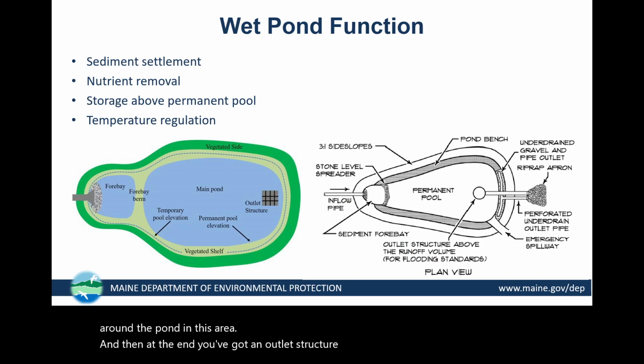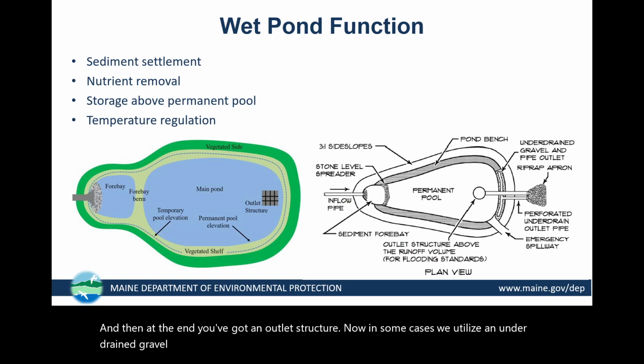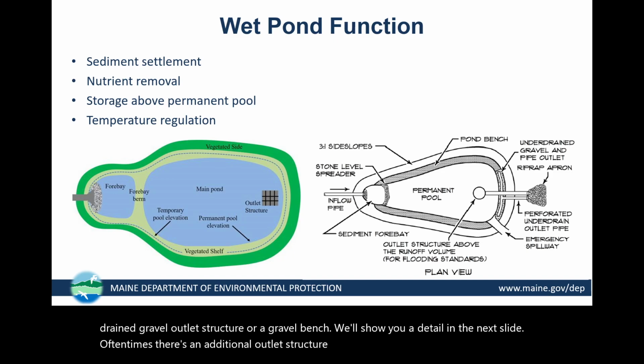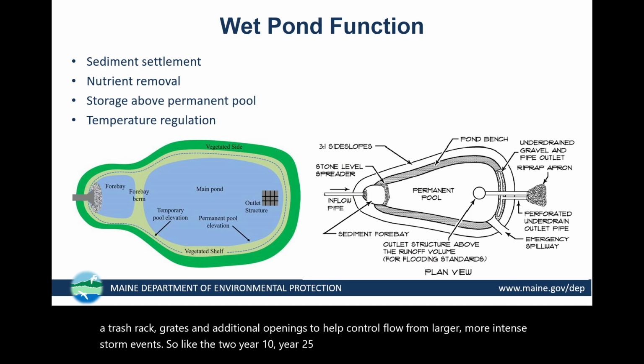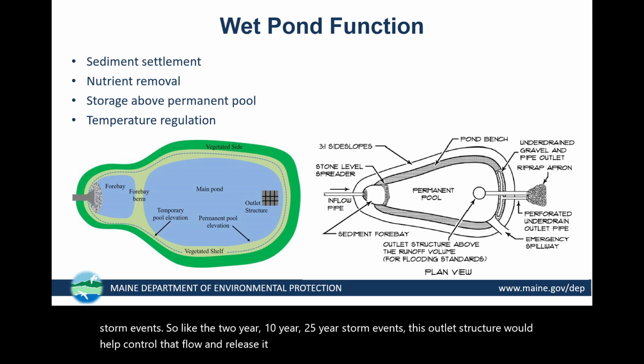Now, in some cases, we utilize an underdrained gravel outlet structure or a gravel bench. We'll show you a detail in the next slide. Oftentimes, there's an additional outlet structure, so some type of concrete structure that has a trash rack, grates, and additional openings to help control flow from larger, more intense storm events. So like the 2-year, 10-year, 25-year storm events, this outlet structure would help control that flow and release it at different rates.